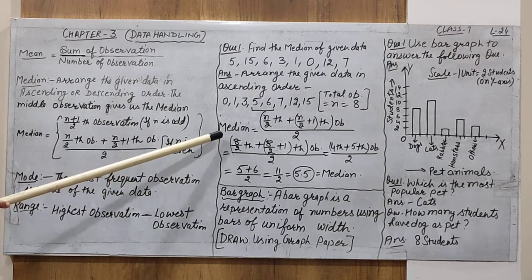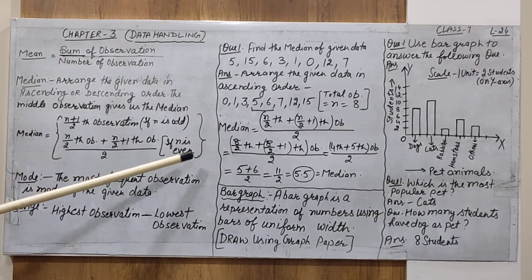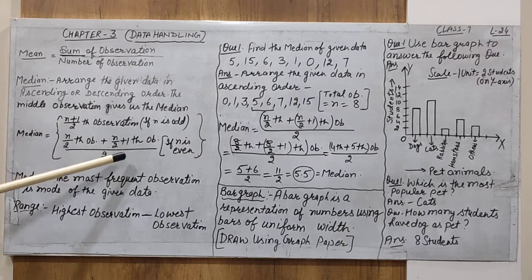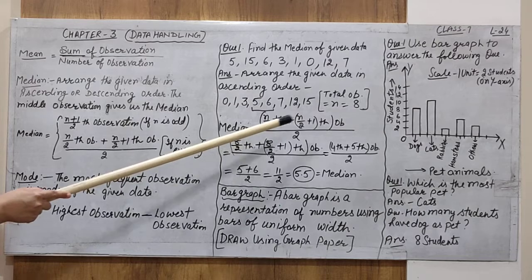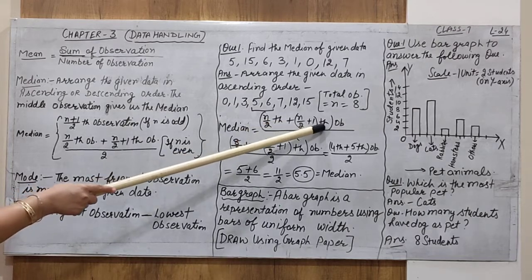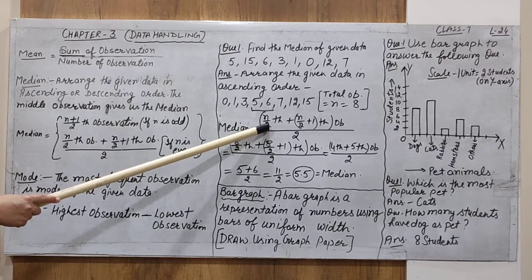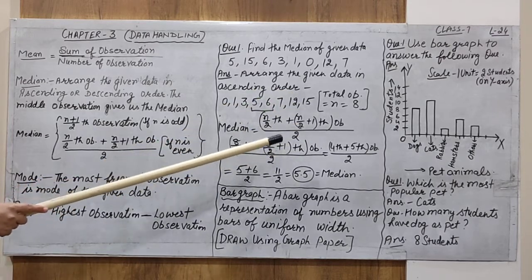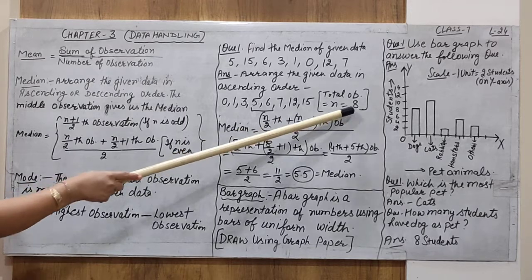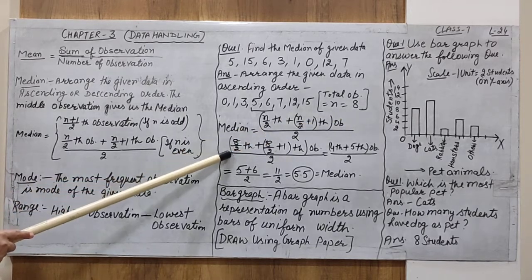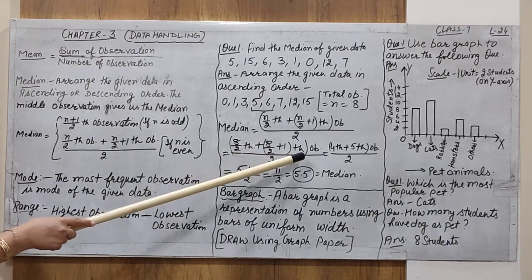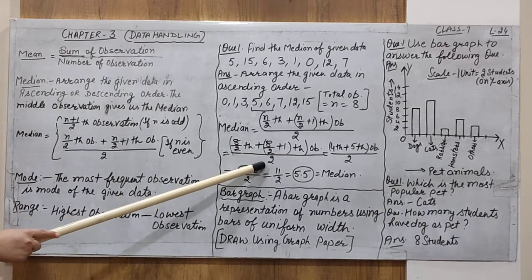Now the formula for finding the median. If n is even, we use the n by 2th observation and the n by 2 plus 1th observation. Actually both are the answer, but to get only one answer, we have to find their mean. Now, n is equal to 8. Put the value of n: 8 by 2th observation plus 8 by 2 plus 1th observation, divided by 2.